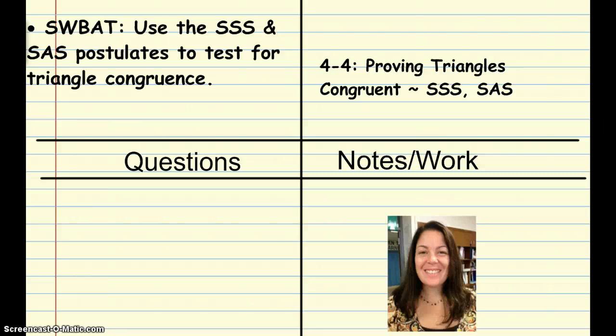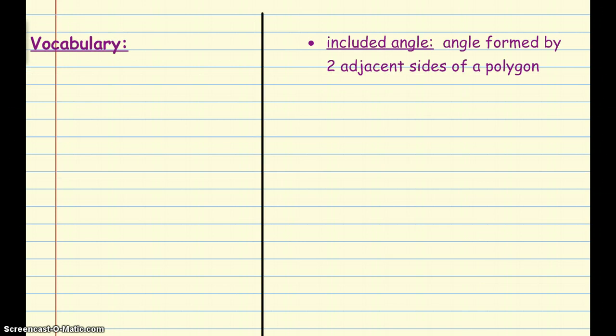Hi students, it's Mrs. Gifford, and today we are going to do 4-4, proving triangles congruent by side, side, side, and side angle side. After this lesson, you'll be able to use the SSS and the SAS postulates to test for triangle congruence. First, here's one vocabulary term.